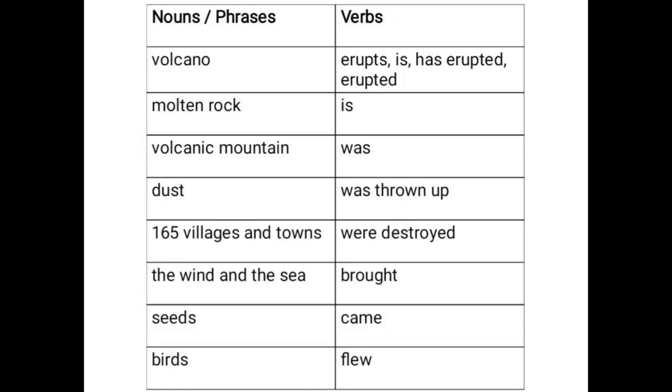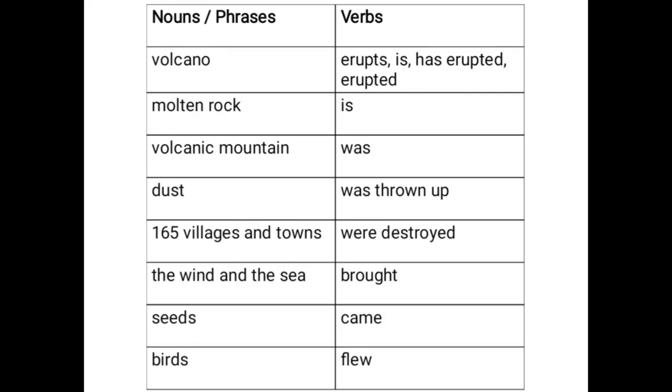Noun: volcano. Verbs of the noun volcano are erupts, is, has erupted, erupted. Noun: molten rock. Verb of the noun molten rock is. Noun: volcanic mountain. Verb of the volcanic mountain was. Noun: dust. Verb of the noun dust was thrown up.